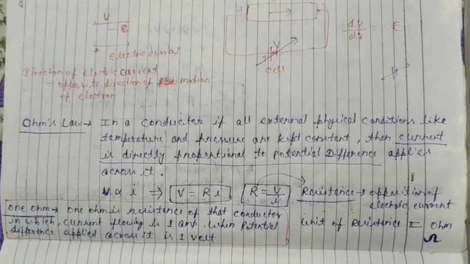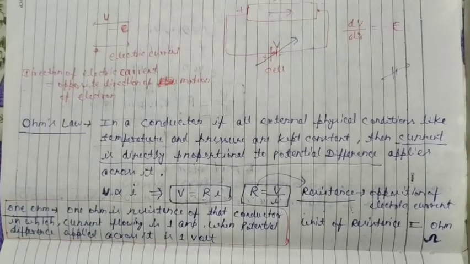But this is a calculation of resistance, R equal to V upon I. This is not the definition. So what is resistance? Resistance is opposition to electric current. How much is the resistance? Resistance is measured by V upon I. And what is the unit of resistance? Unit of resistance is ohm, and this is the symbol of ohm.